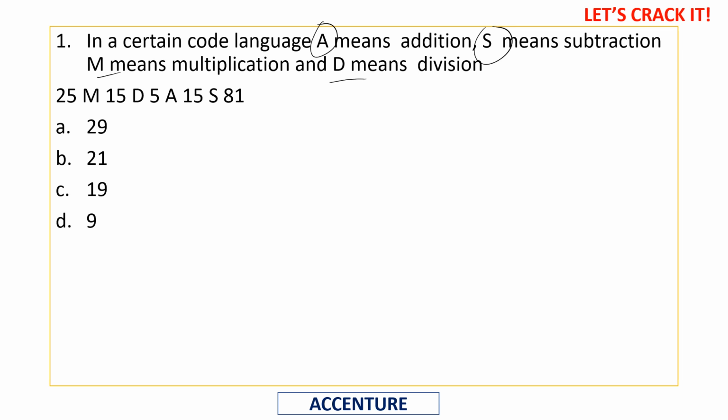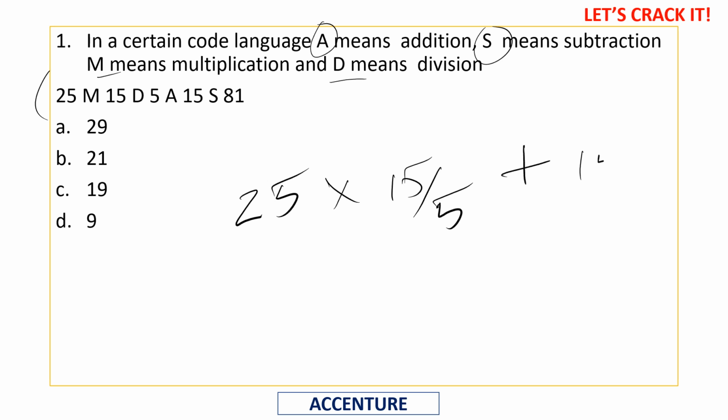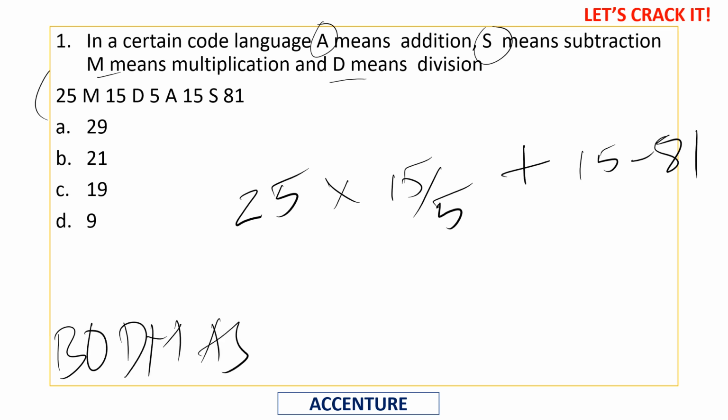Now let's solve this expression. Replacing each of these symbols with the respective operators, we get 25 into 15, D means division, 15 divided by 5, and A means addition, plus 15, S subtraction, minus 81. This is the required expression. I am solving it using BODMAS, where first division should be solved, and then multiplication followed by addition and subtraction.